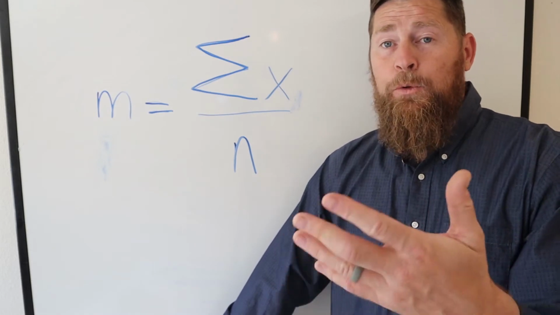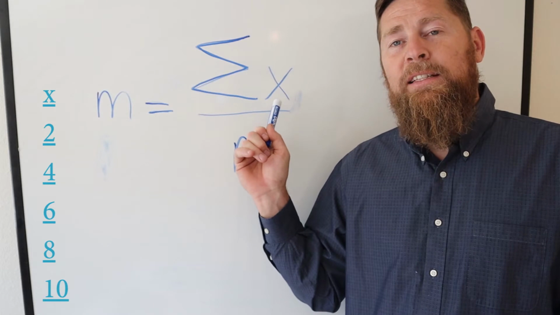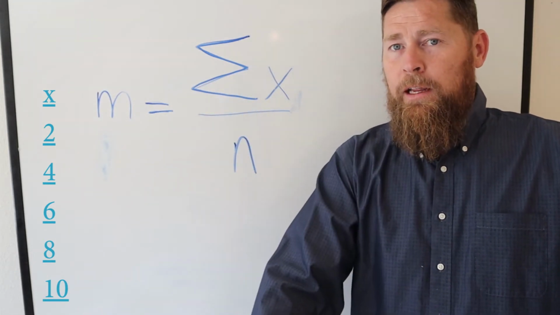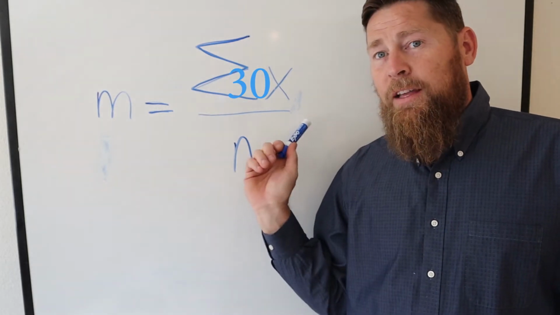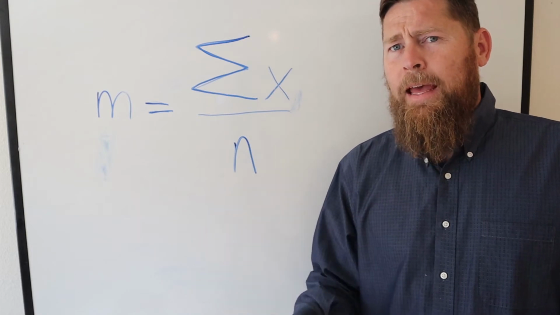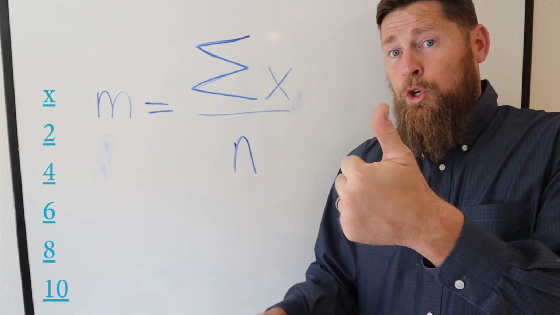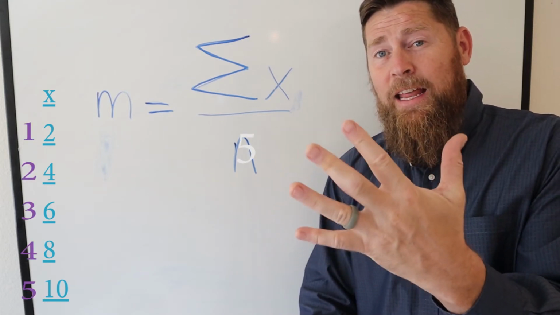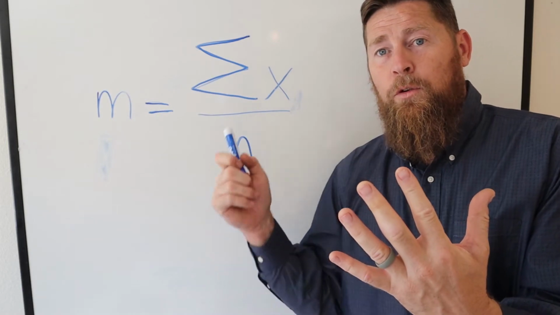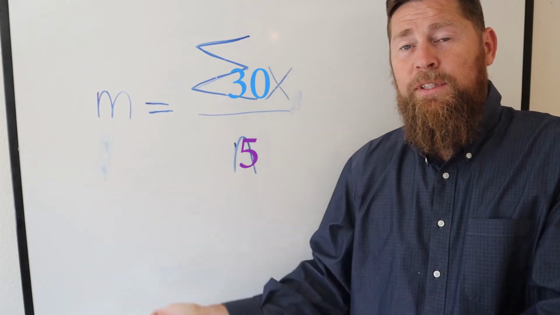So in my favorite data set, it was 2, 4, 6, 8, and 10. So X in that case is 2, 4, 6, 8, and 10. This says add up 2, 4, 6, 8, and 10. We did that. It was 30. This says divide. So we have 30, and we're going to divide it by n. N is the abbreviation for sample size. So in our case, 2, 4, 6, 8, 10, there's 5 x's in our sample size. So 30 divided by 5 equals 6.